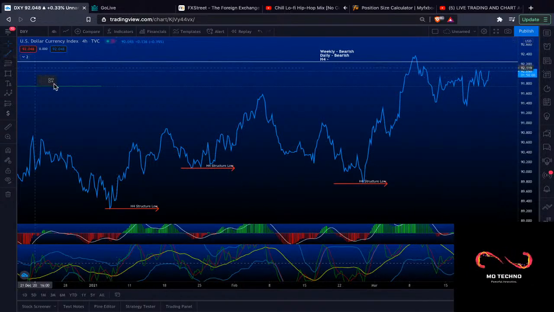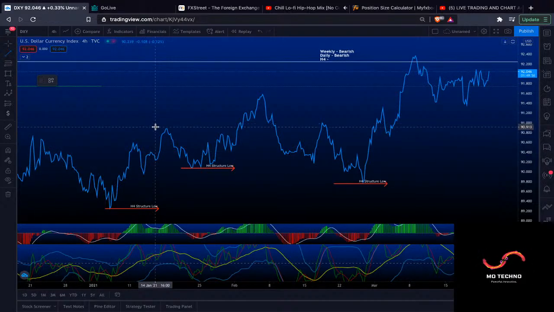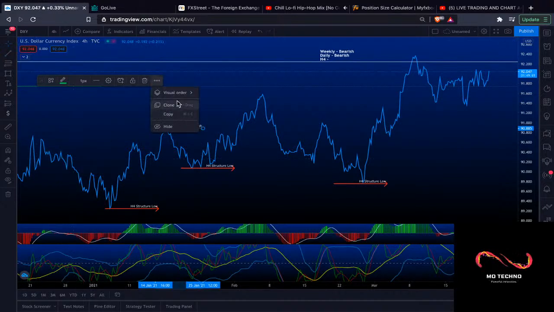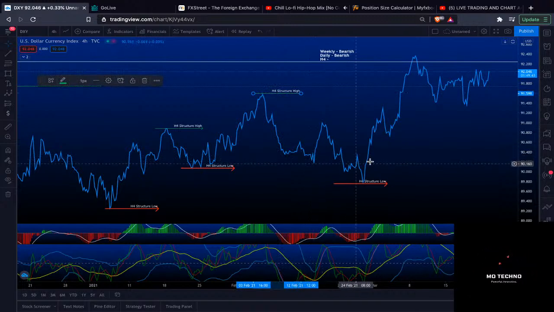Let's try and get a structure high on the H4. Now we said the first one would be up here. H4 high. The second one is up here. And the third one is up over there.